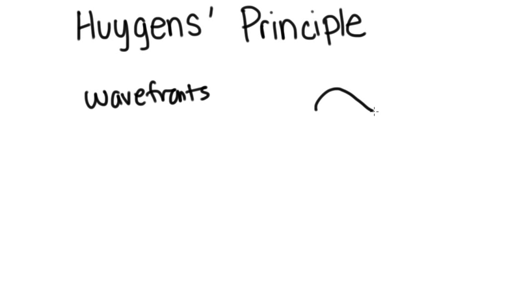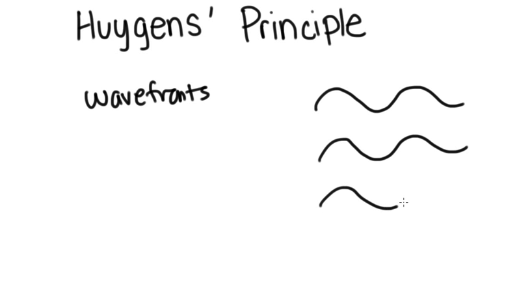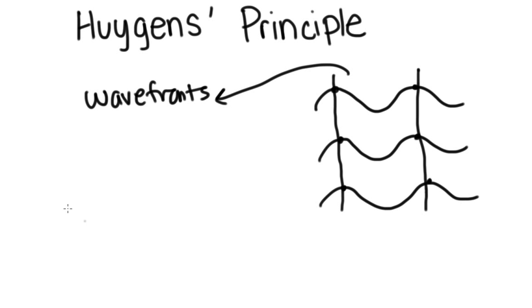So let's draw a set of waves. And you'll see that these waves are in phase. We're going to look at the crests of these waves. And if we draw a line connecting all of these crests together, these two lines are wavefronts. So let's draw these wavefronts again. Right here.